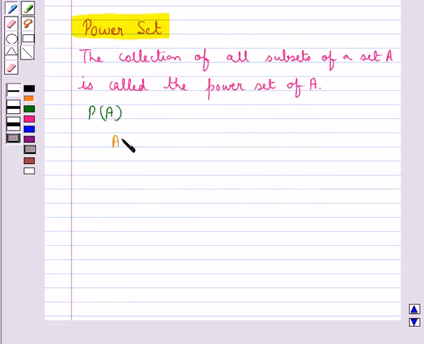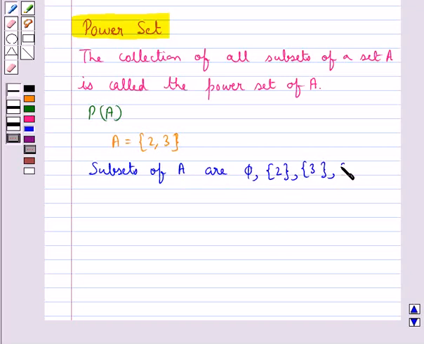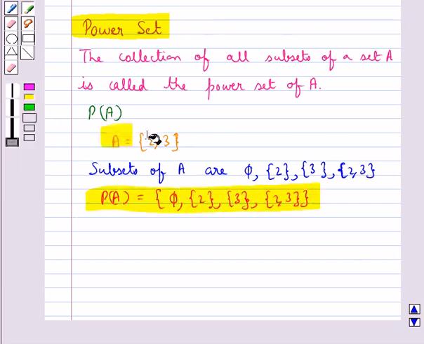Let's consider a set A which has elements 2, 3. Now, the subsets of set A are given by phi, the singleton {2}, the singleton {3} and the set {2, 3}. So, the power set of A, P(A), is equal to {phi, {2}, {3}, {2, 3}}. So this is the power set of the given set A.